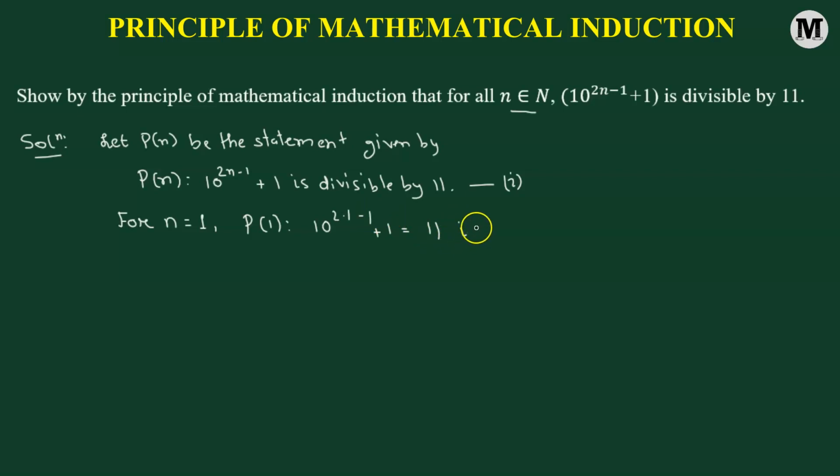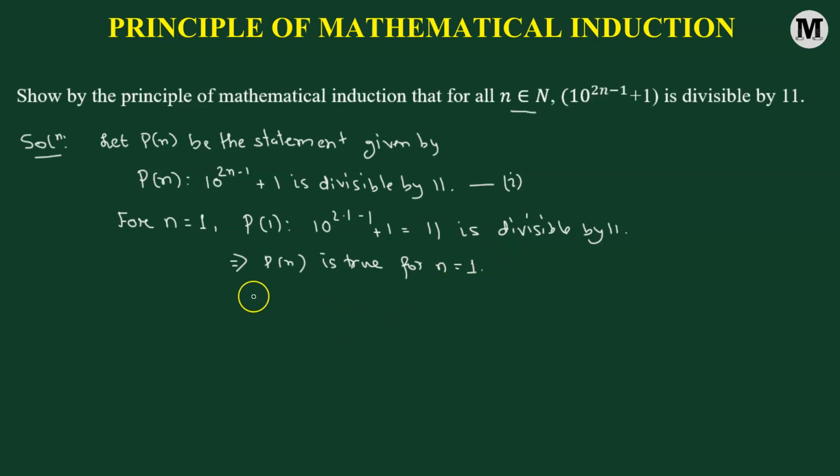Yes, 11 is divisible by 11. That's a fact, which means that the statement P(n) is true if we choose n equal to 1. So for n equals 1, the statement is coming out to be true. So this is the first step.